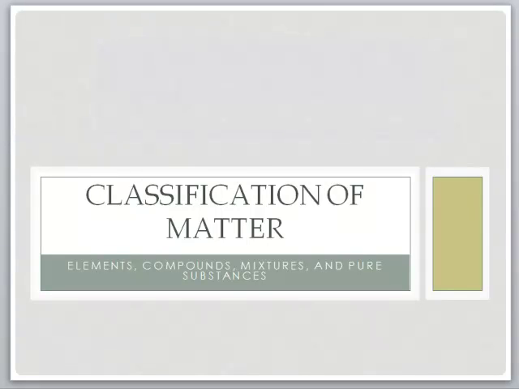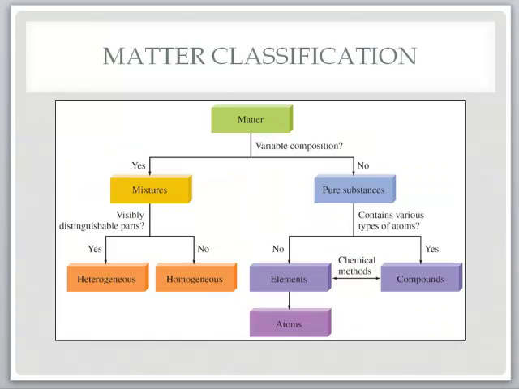So let's get started here. Let me get myself a pen again. Okay, what we're going to do is break down matter into different classifications. When you take a look at matter, first of all, decide: is it a variable composition or not? When we say variable composition, what that means is, can the different parts in the substance be in different proportions?